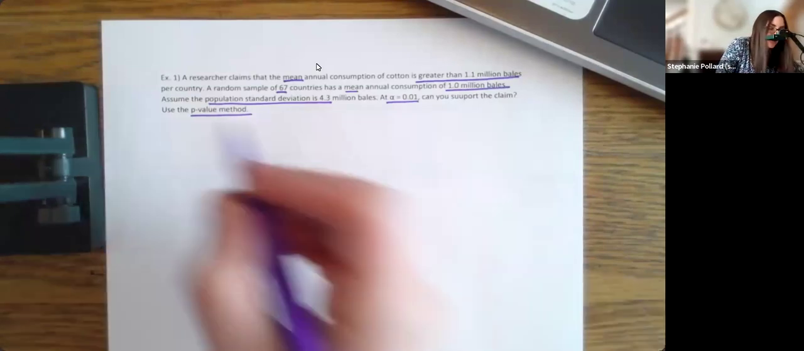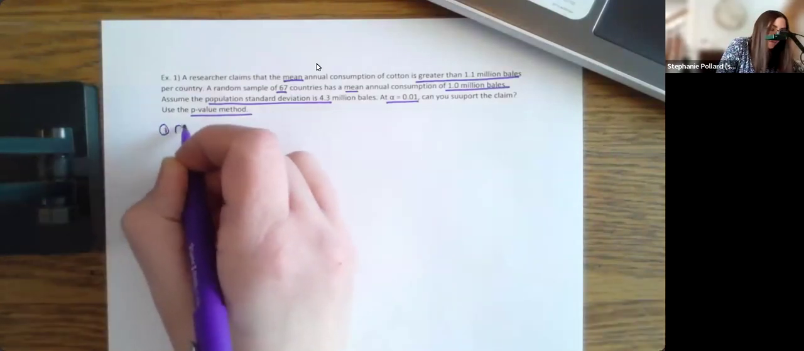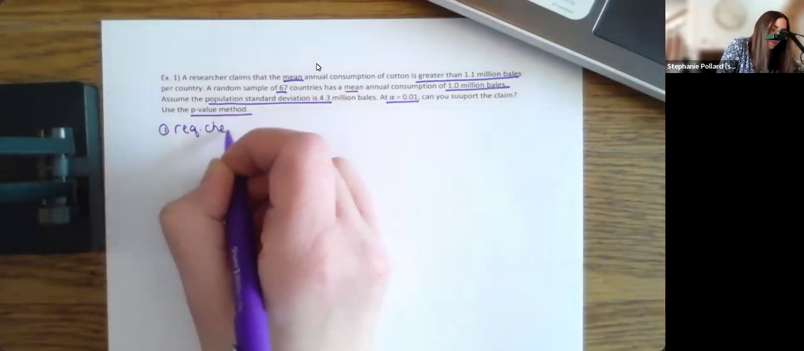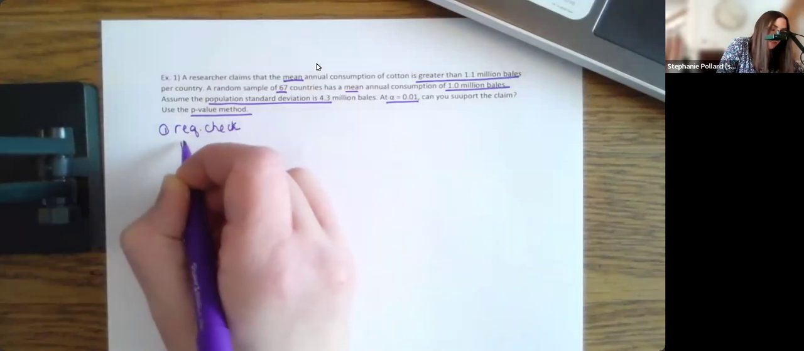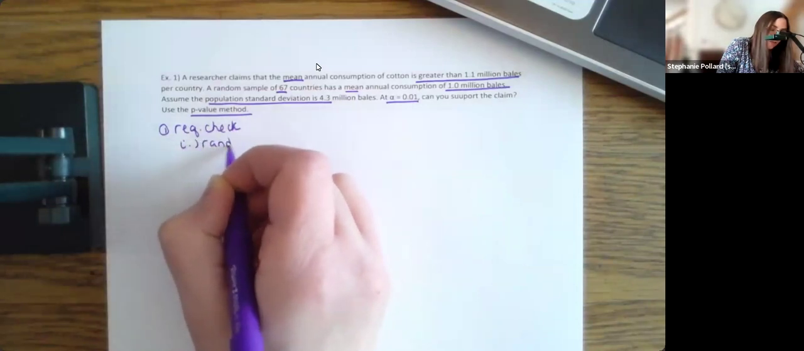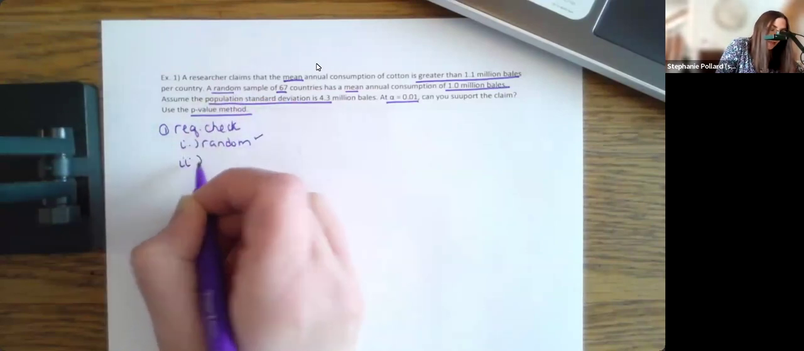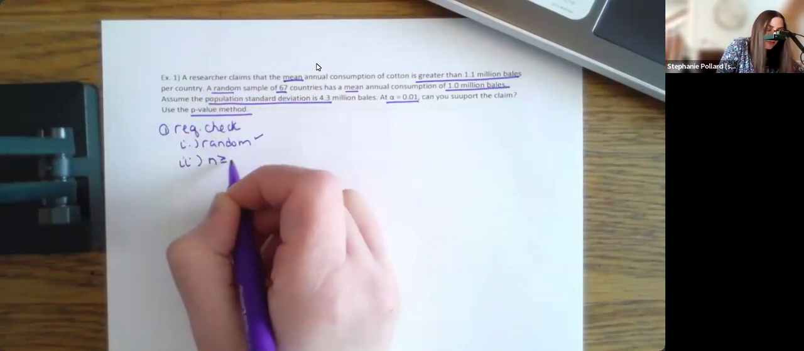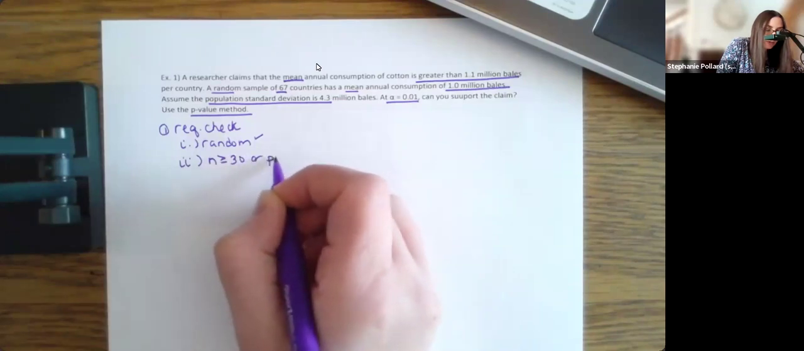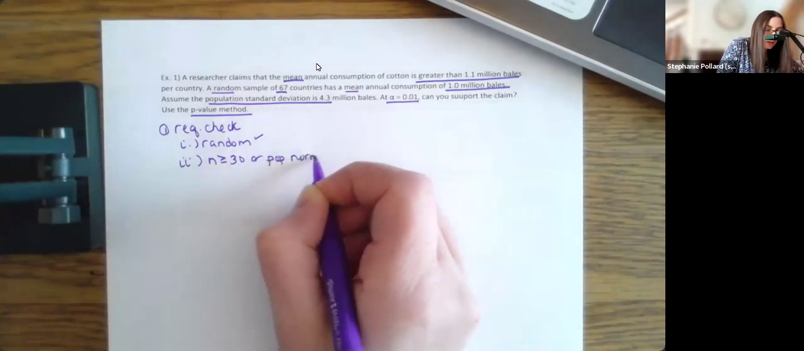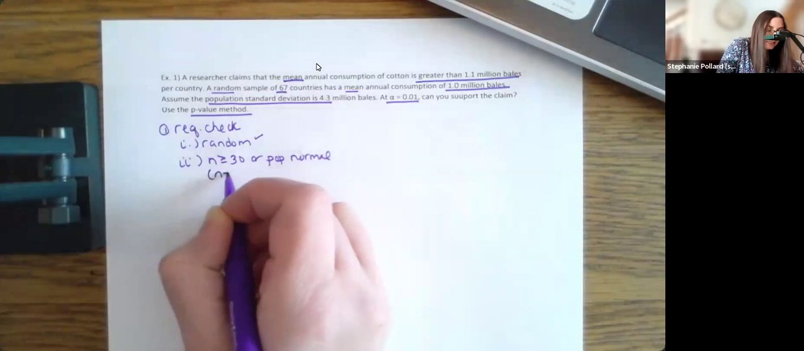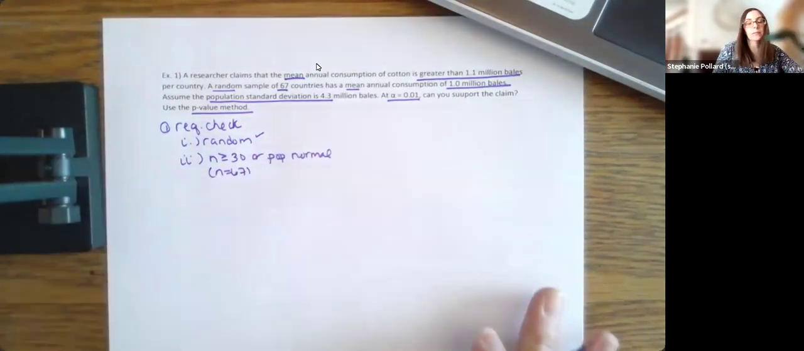So first thing I'm going to do is the requirement check. So again, is your data random? It does say random. And then is your N at least 30, or is the population normal? Well, we have here that our N is 67, so we are good.